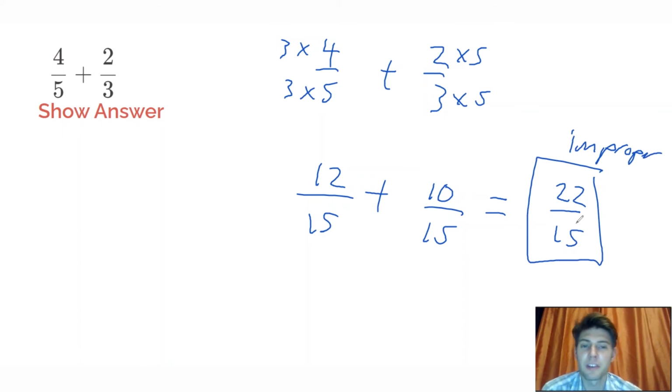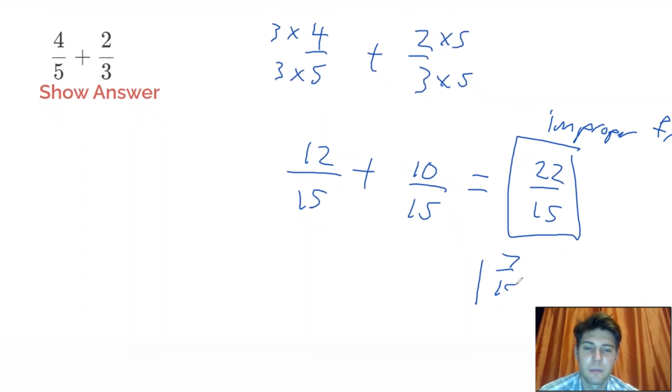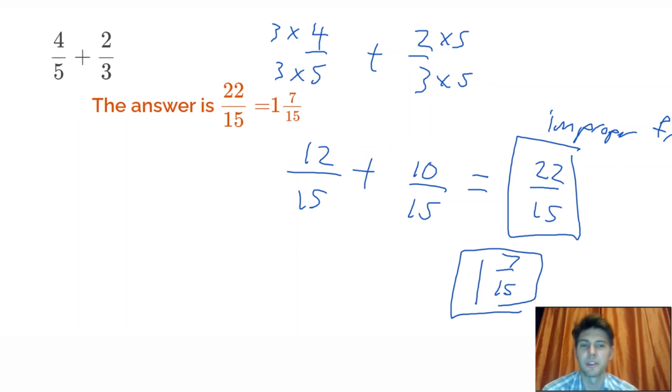And the way we do that, we ask ourselves, how many times does 15 go into 22? Well, it goes in one time. And then how many are left over? Well, there's 7 left over. So both of these are valid answers. We can check it, and both those answers show up.